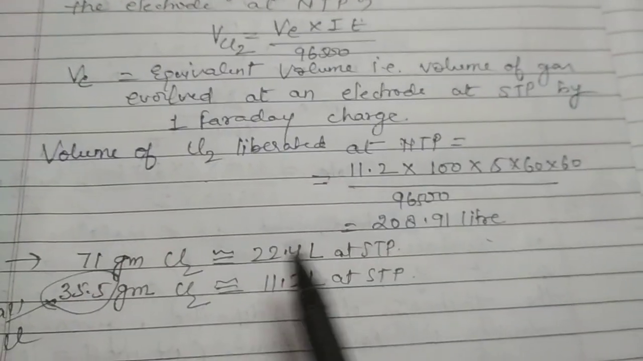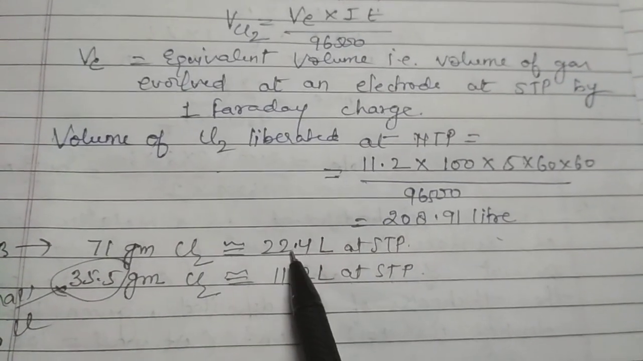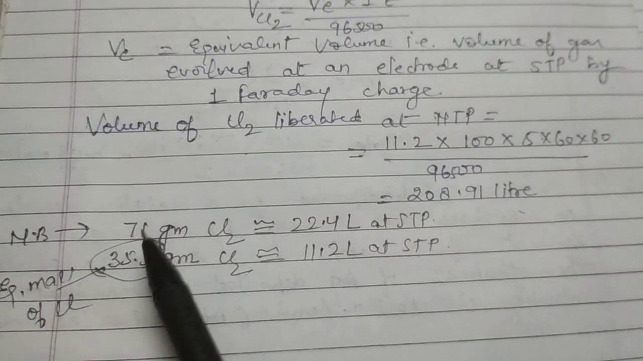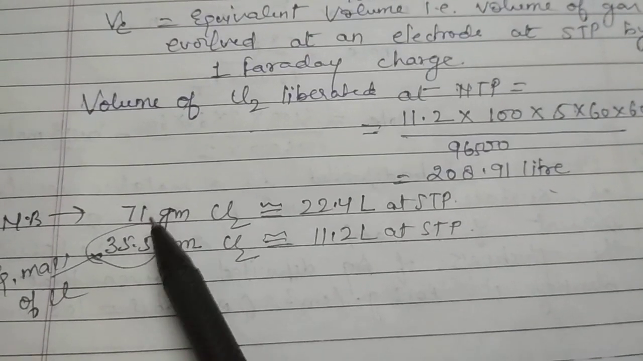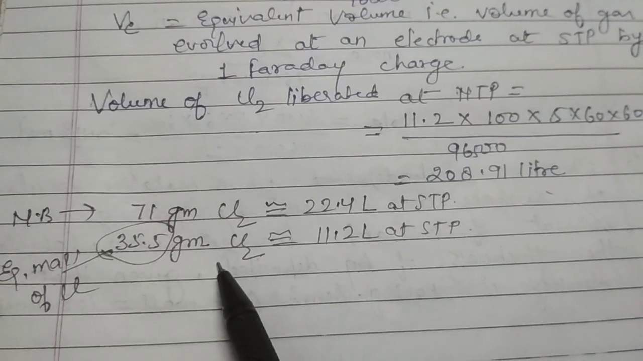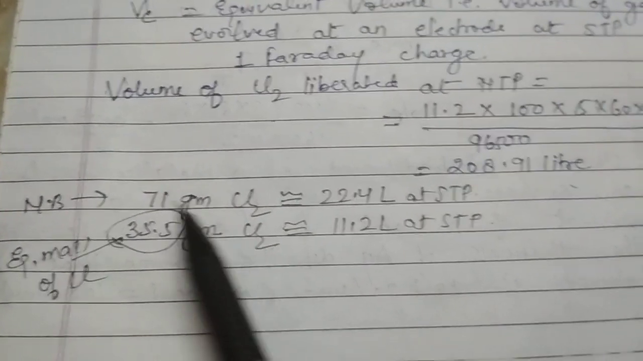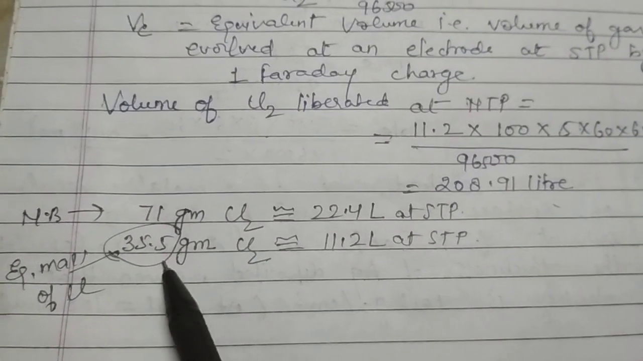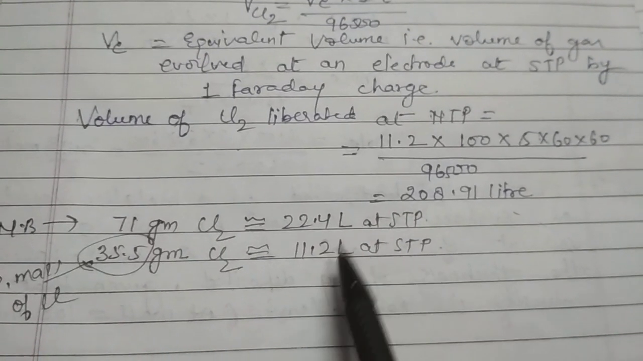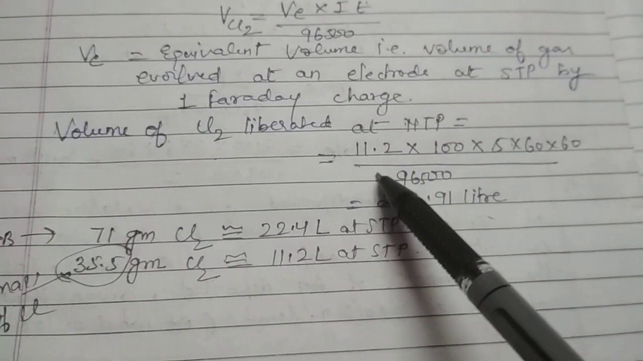Because 1 mole of chlorine means 71 gram of chlorine that would be deposited at 22.4 liter at STP. But we are to calculate for equivalent mass of Cl. Equivalent mass would be the molar mass upon the N factor. N factor in the case would be 2. That 1 Cl is having 1 negative charge, 2 Cl would be having 2 negative charge. That's why it would be 35.5 gram. For 35.5 gram chlorine, the volume would be 11.2 liter at STP. That would be the equivalent volume. Like this, we have to calculate the equivalent volume for any of the gas.